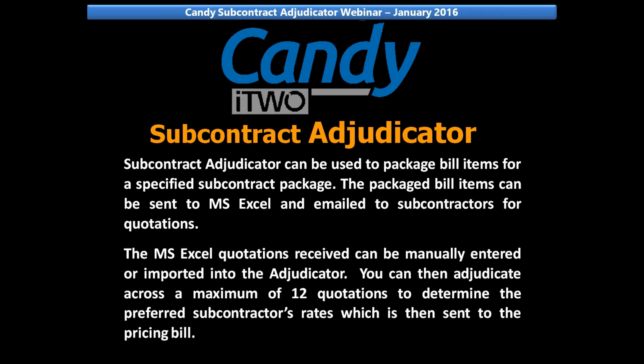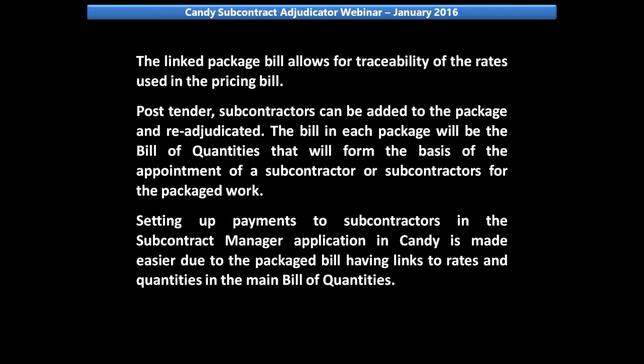You can then adjudicate across a maximum of 12 quotations to determine the preferred subcontractor's rates, which is then sent to the pricing bill. The linked package bill allows for traceability of the rates used in the pricing bill. Post-tender, subcontractors can be added to the package and re-adjudicated.